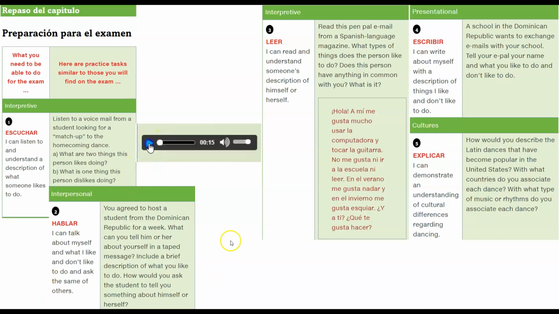So let's listen. Pues a mí me gusta practicar deportes y pasar tiempo con amigos. ¿Y bailar? No me gusta nada bailar. ¿Y a ti?